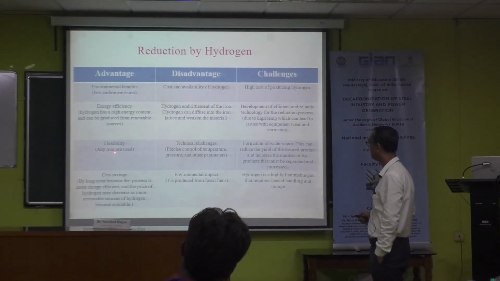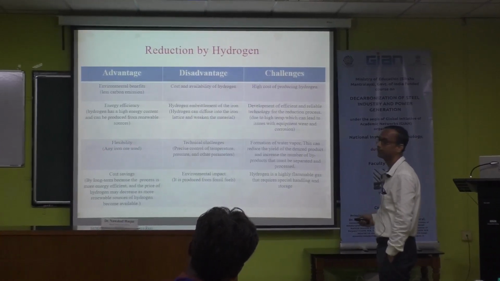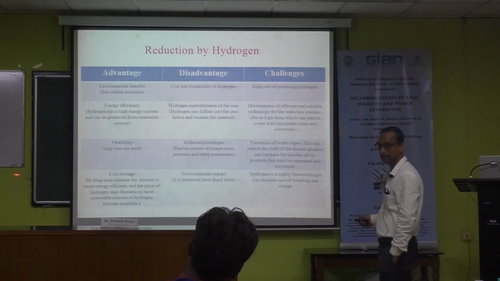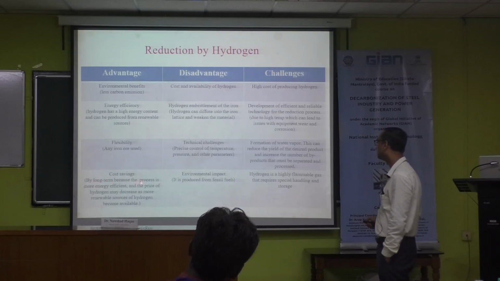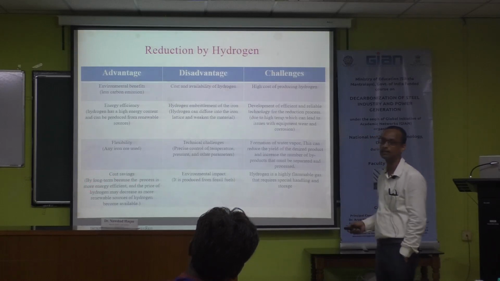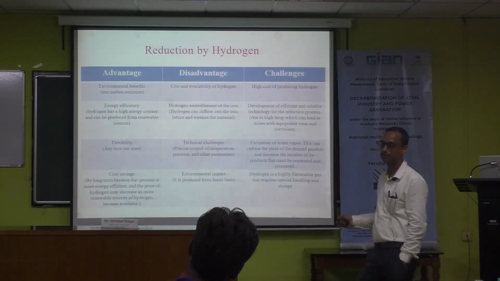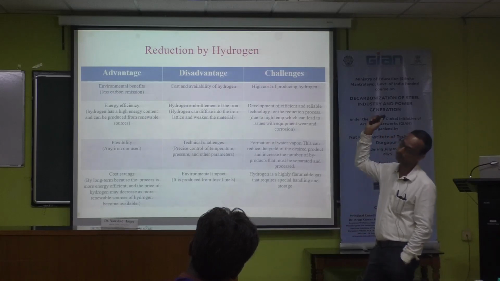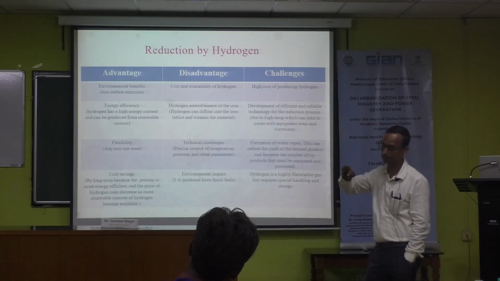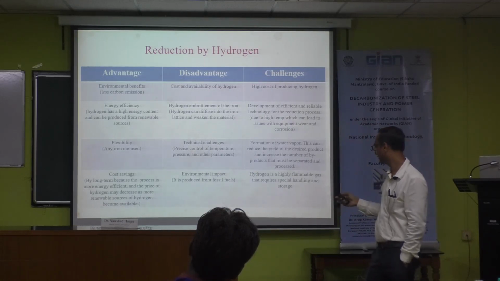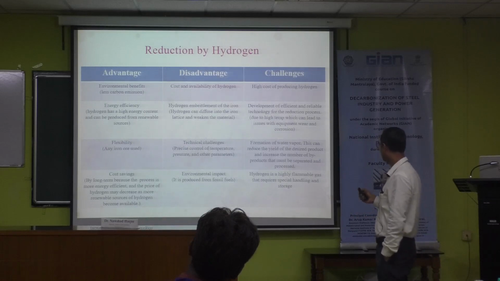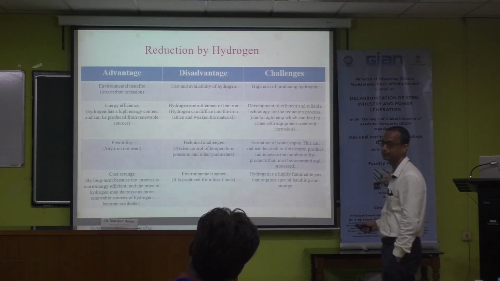Flexibility: any iron can be used if it is beneficiated. And cost saving in the long term, because the process is more energy efficient, and if it is the renewable one, then in the long term, if you ignore the establishment cost, that cost will come down. But the challenge is the high cost of producing hydrogen steel now.